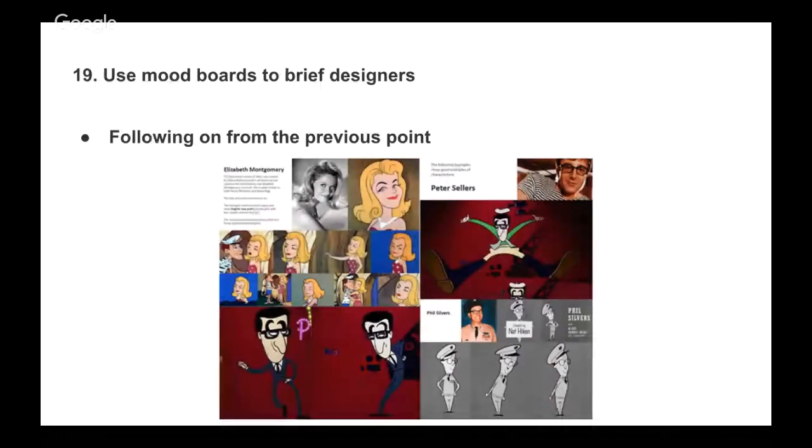Tip number 19. Use mood boards to brief other designers. Following on from the previous point, mood boards are a good way to brief another creative. Don't be afraid to go into detail. The mood board above was compiled by animator Tom Baker as a mood and style guide for creating cartoon versions of the Bewitched TV series characters. Instead of relying on one example of a character, several types were found in many different poses, which gave Baker a clear take on the style and direction of the piece.